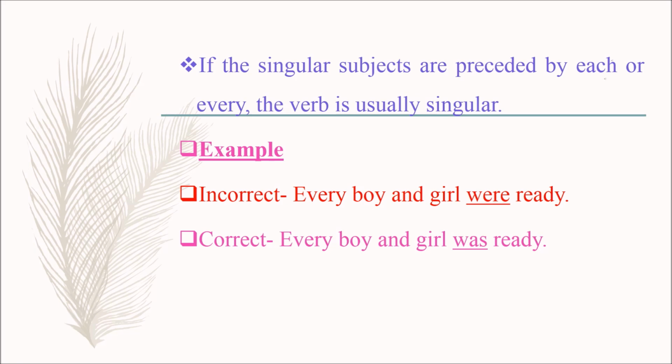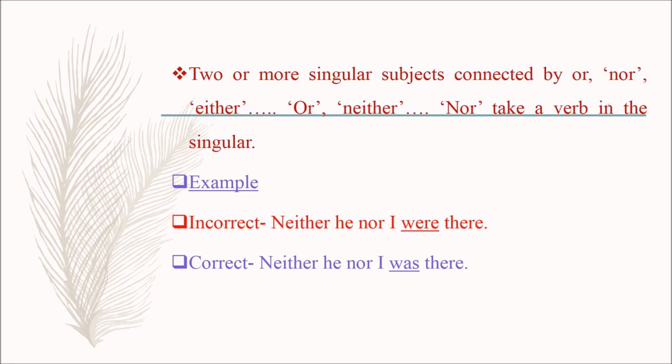So the correct sentence is every boy and girl was ready. Let's see the next rule. Two or more singular subjects connected by 'or', 'nor', 'either...or', 'neither...nor' take a verb in the singular.